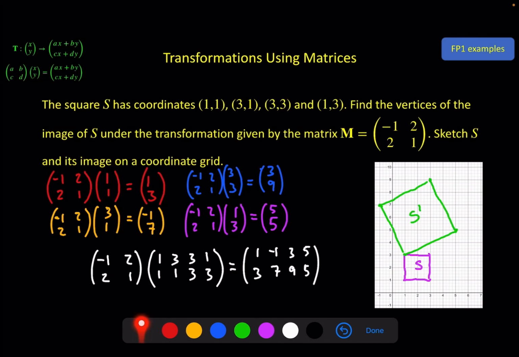And then you just read off the coordinates in columns again. 1, 3 in red. Minus 1, 7. 3, 9. And 5, 5. So you can do it in one big go by combining your coordinate columns, your position vectors, into a matrix and making sure that the transformation matrix is still on the left. And that will give you the set of coordinates for each of your 4 image points.